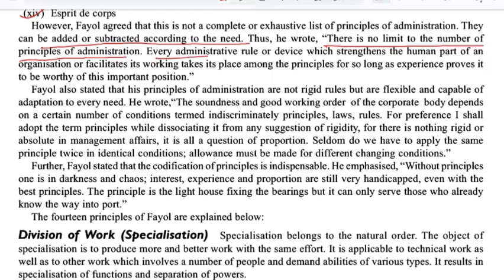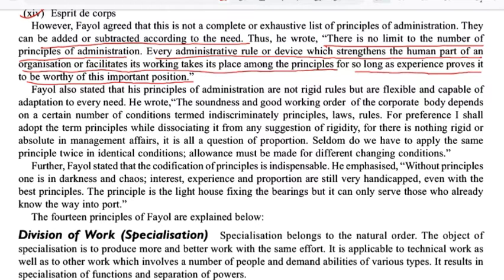Every administrative rule or device which strengthens the human part of an organization, facilitates its working, is to be placed among principles so long as experience proves it to be worthy of this important position.